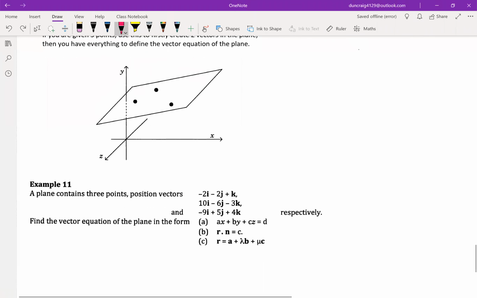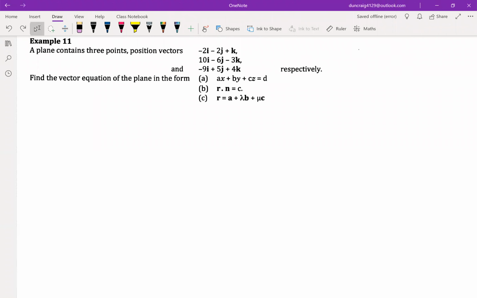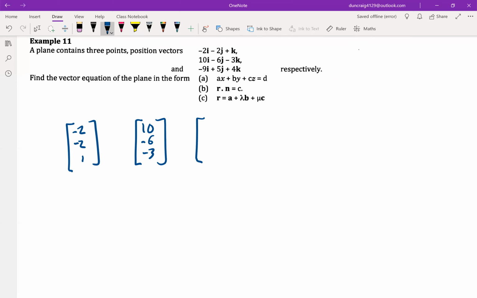So let's go ahead and do that. We've got 3 vectors, so I'm just going to list them out in a different color. We have negative 2, negative 2, 1. We've got 10, minus 6, minus 3. And we've got negative 9, 5, 4. These are our points. I'm going to call them point 1, point 2, point 3.